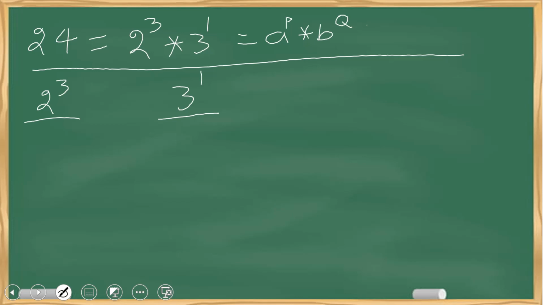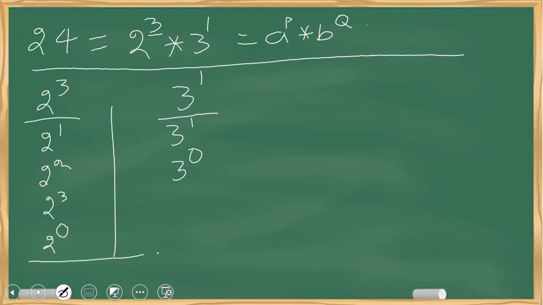What are the factors of 2 power 3? 2 power 1, 2 power 2, 2 power 3 and 2 power 0, which is a hidden factor that cannot be visible in the power. And next, 3 power 1 and 3 power 0. Again 1 is an invisible factor for 3. Understand the point here? Now you need to take the combinations to find the number of factors here.